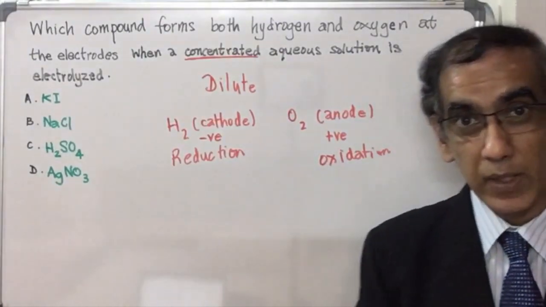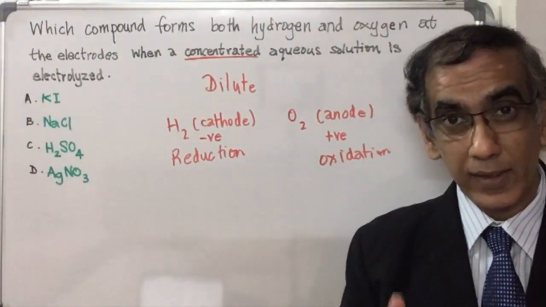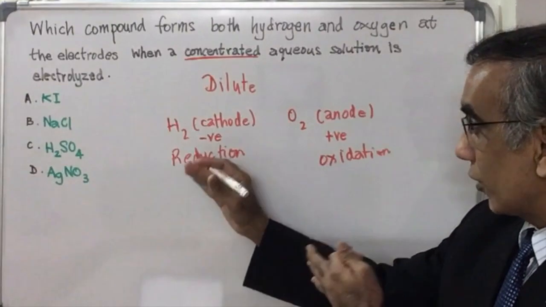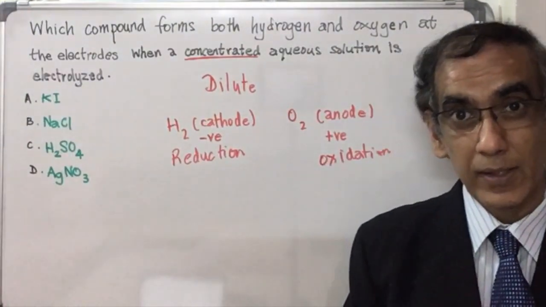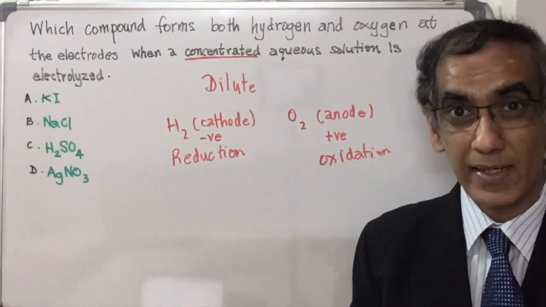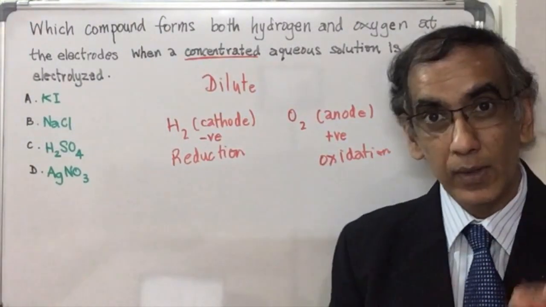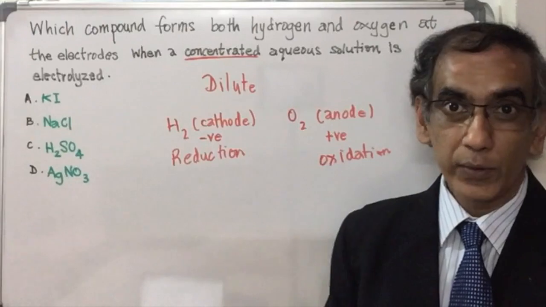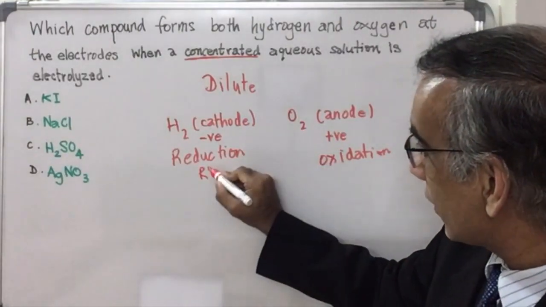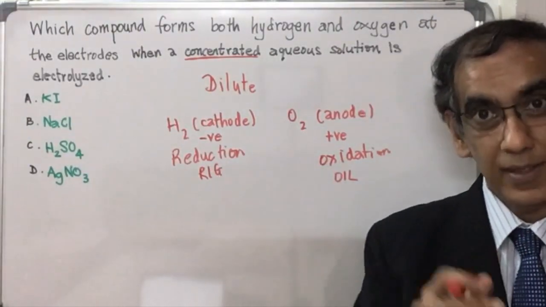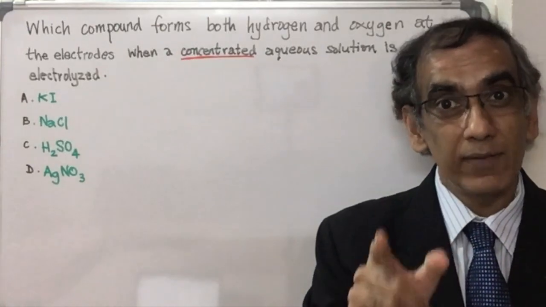And I say always because in the voltaic cell or the galvanic cell, the charge on the cathode and the anode gets reversed. But the process that happens at the anode is always oxidation. And the process that happens at the cathode, always reduction. And it's useful to remember that reduction is gain and oxidation is loss. But in this question, you don't have a dilute solution.